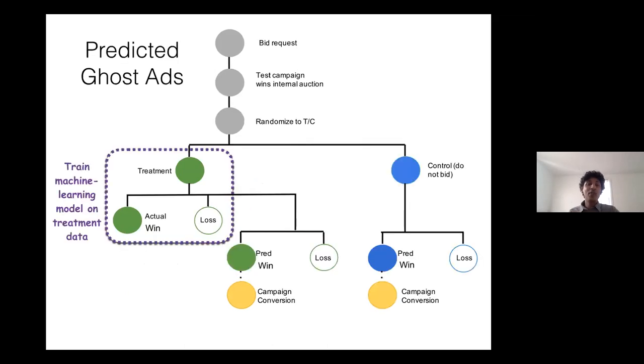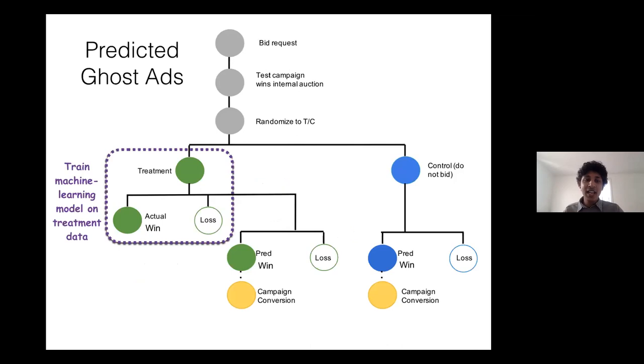Now, if you go to the predicted ghost ads case, the top part remains exactly the same. We get the bid request, the internal auction, you know, the Dove soap brand wins with randomized treatment and control. In treatment, same thing. You take the Dove soap ad, you send it to the ad exchange. You know who wins because you get the user ID when it wins. And you also know who loses because you don't. And you have this information of win and loss at the ad exchange.